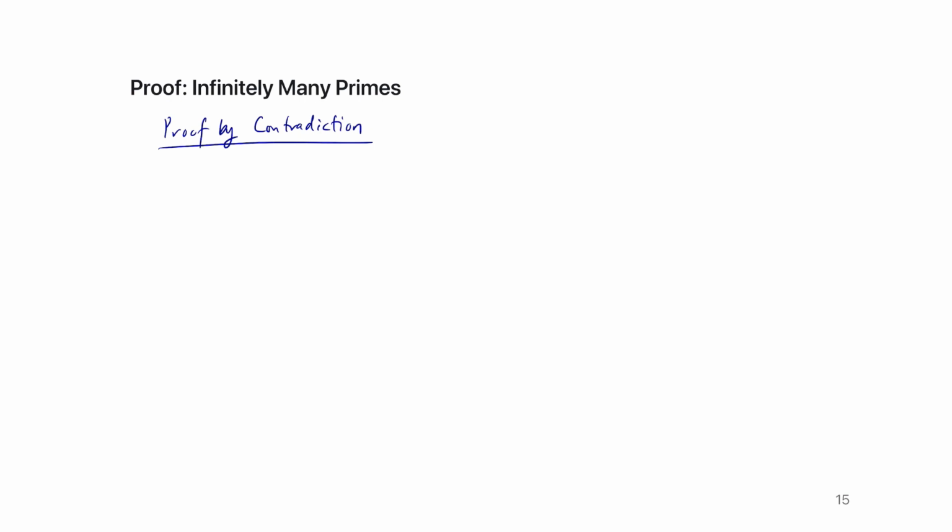Okay, why don't we get to it? Okay, so I said we'll do this as a proof by contradiction. And so what will be the thing we start off by assuming? Right, that there are not infinitely many primes, i.e. that there is only a finite number of primes.